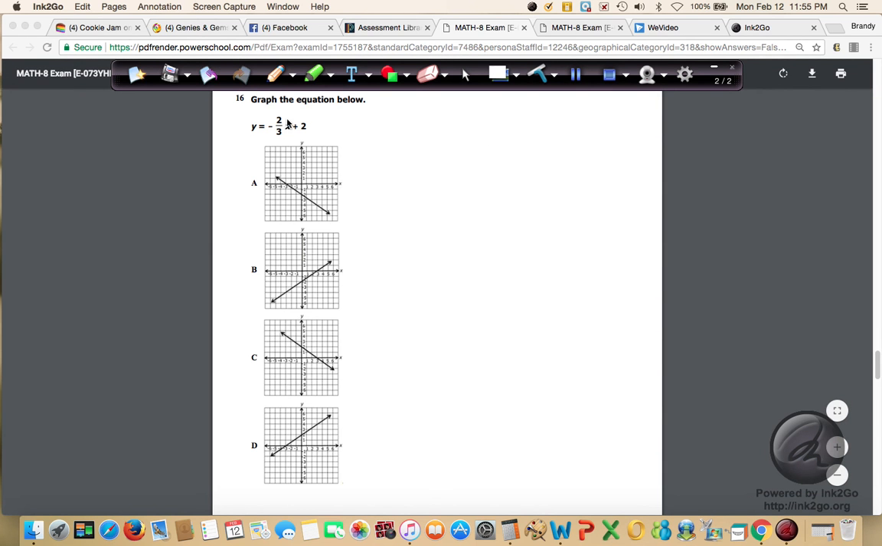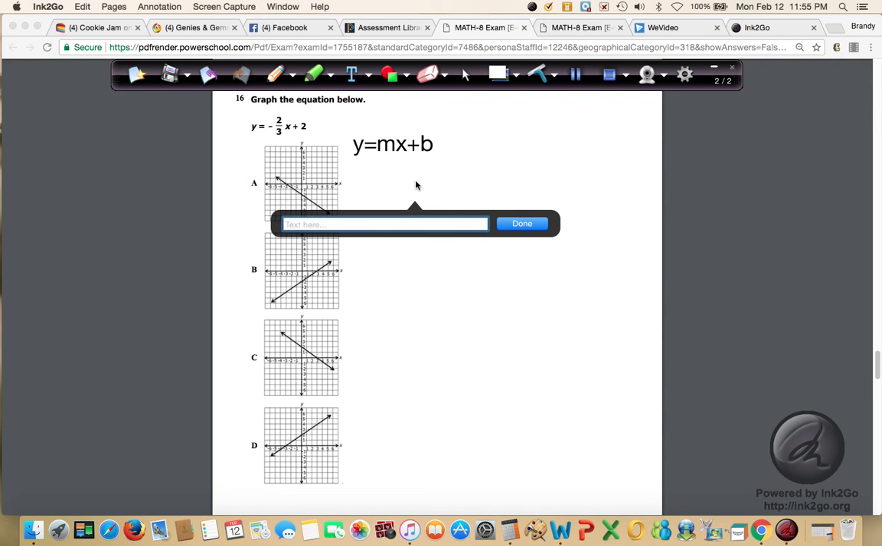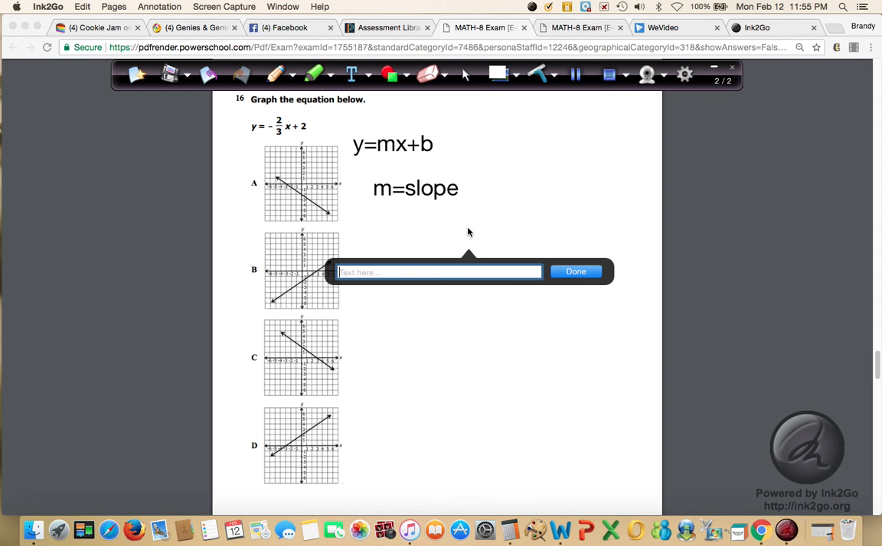Okay, graph number 16, excuse me. Graph the equation below. Y equals negative 2/3 x plus 2. Plug and chug, always a good backup plan. I'm going to show you what we learned. We practiced this for about a week, so hopefully some of you guys remember it. Y equals mx plus b. Remember, m is your slope. Right? That's rise over run. B is your y-intercept. That's where it crosses the y-axis.